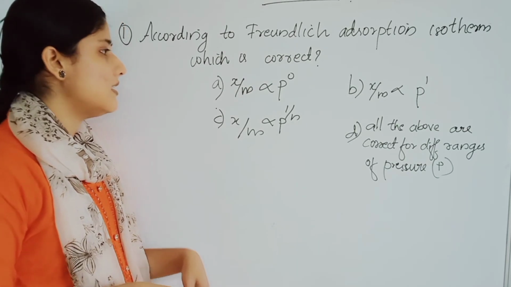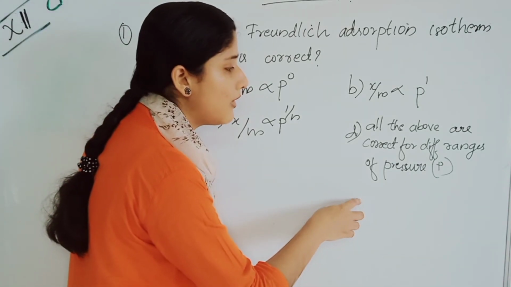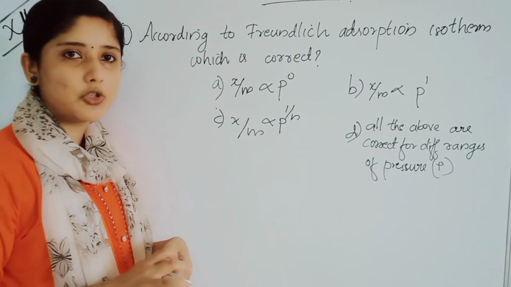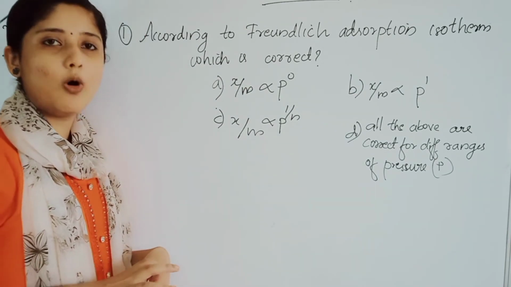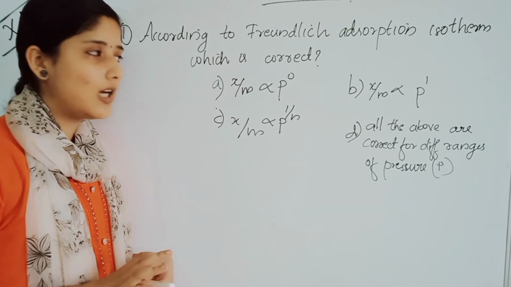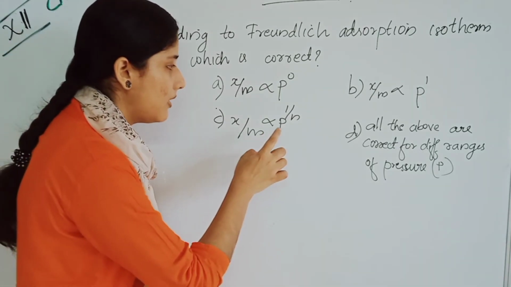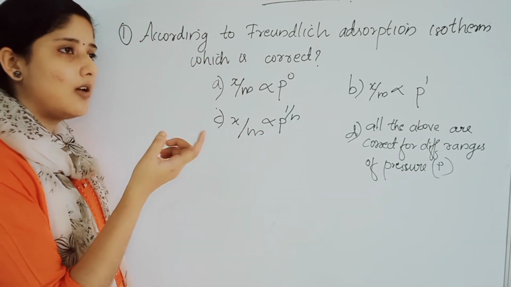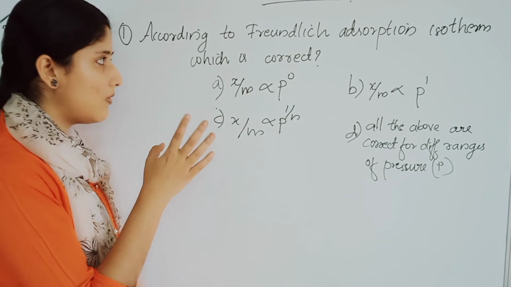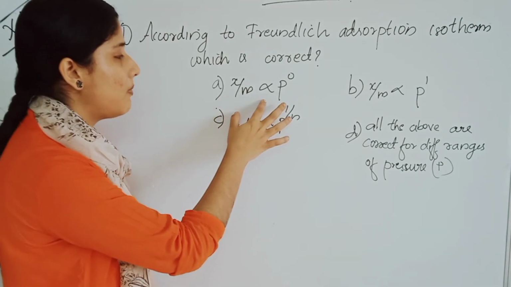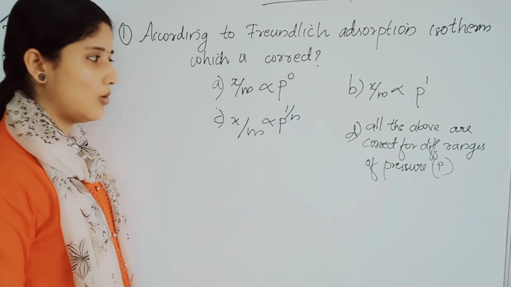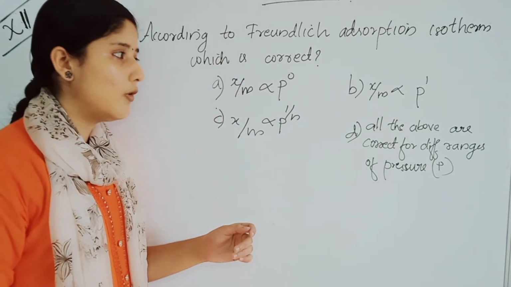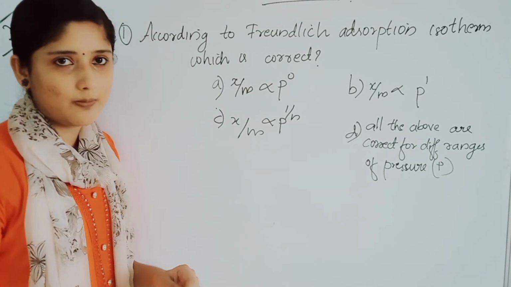The correct answer is all the above are correct for different ranges of pressure. We observed that at low pressure x by m is directly proportional to pressure, at moderate pressure x by m is directly proportional to p raised to 1 by n, and at high pressures x by m is directly proportional to p raised to 0. So option D is the correct answer: all the above are correct for different ranges of pressure.